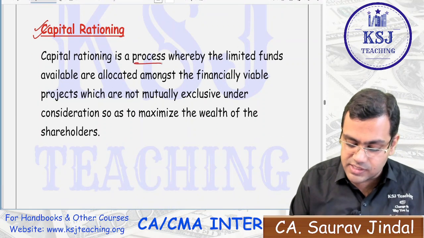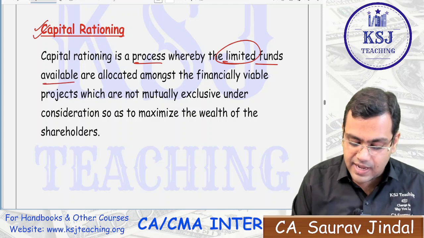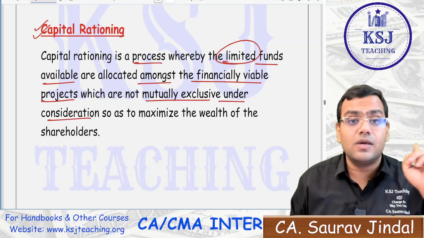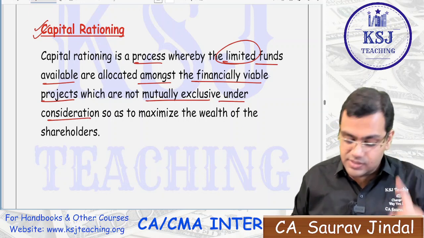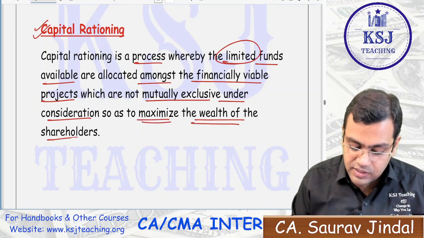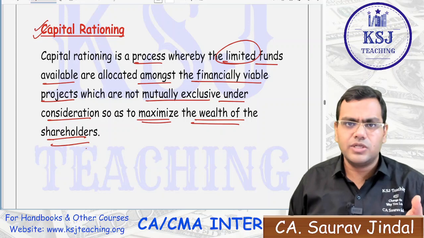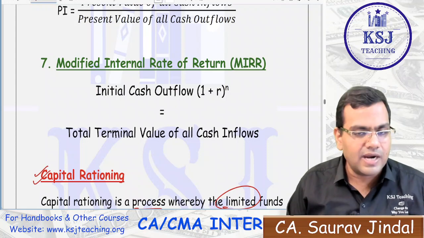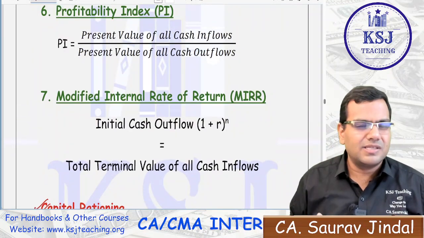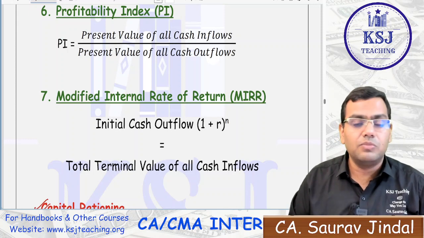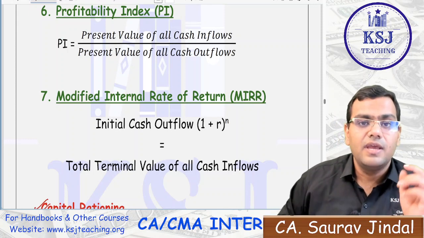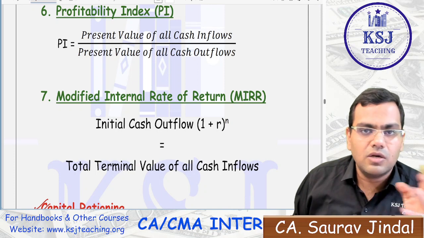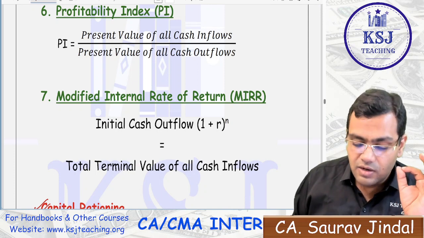So capital rationing is a process whereby the limited funds available are allocated among the financially viable projects which are not mutually exclusive, that is, independent projects under consideration, so as to maximize the wealth of the shareholders. There are one or two questions on capital rationing in the ICAI module. Just go through those questions, which is more than sufficient, because capital rationing has hardly been asked in the examination. The most important topics in capital budgeting are NPV and IRR, and there are lots and lots of questions specifically on NPV.